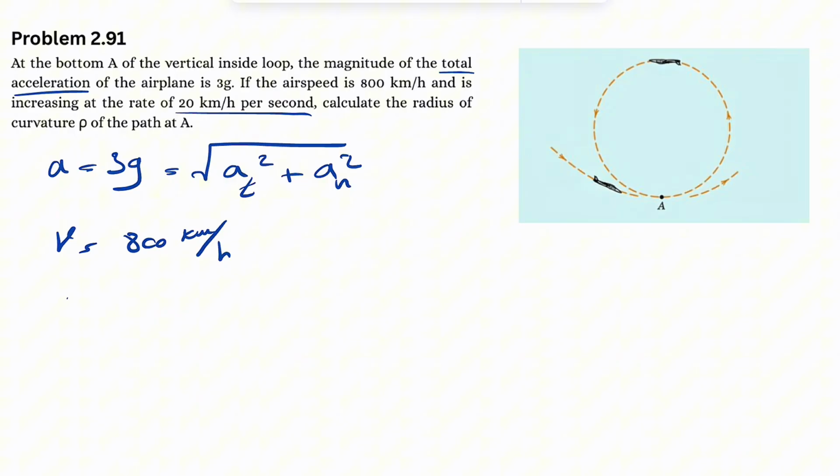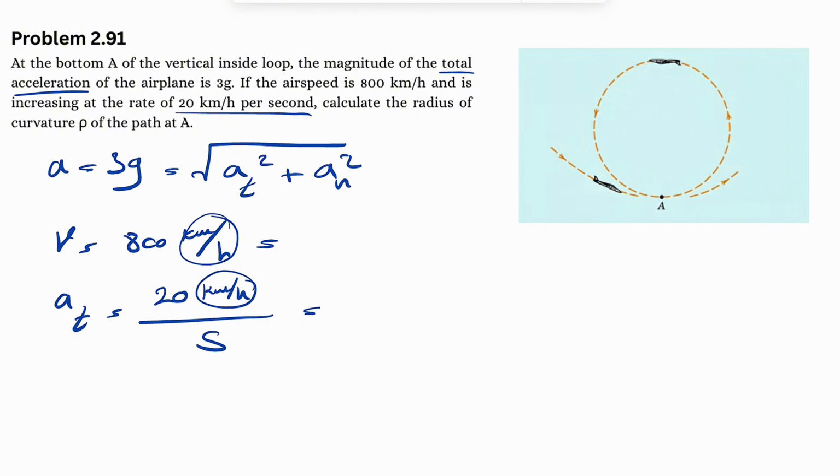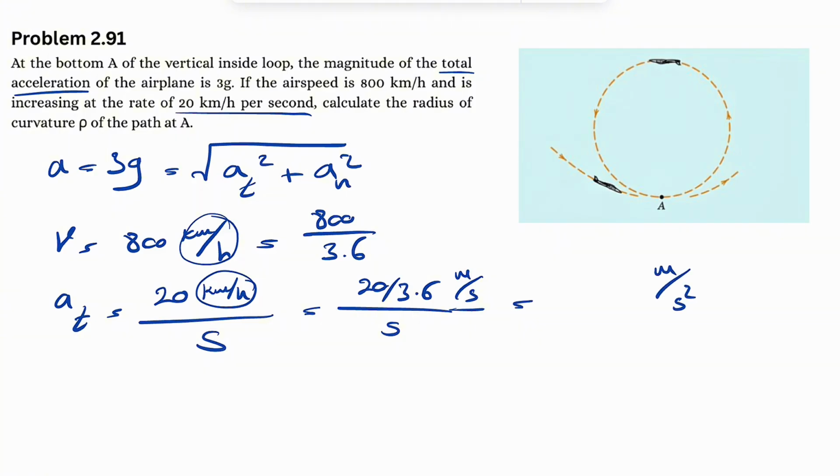So that's basically our tangential acceleration, which is 20 kilometers per hour over second. So we need to do some unit conversion in here. What we can do is find each of these speeds in the unit of meters per second. For that, we just need to divide by 3.6. Same idea in here: if we divide 20 by that, we're going to get meters per second squared, the SI unit for acceleration.